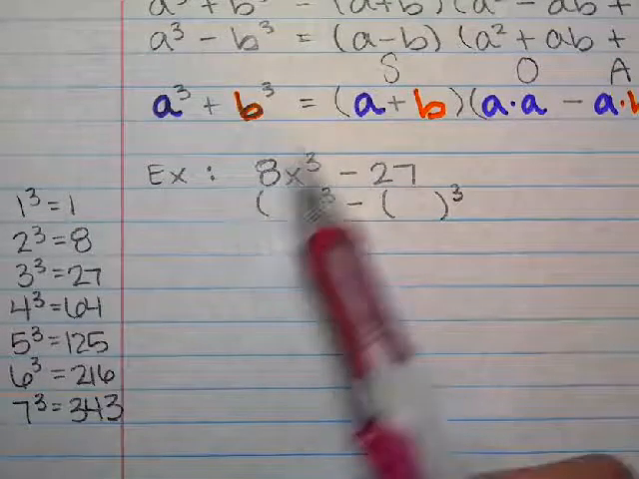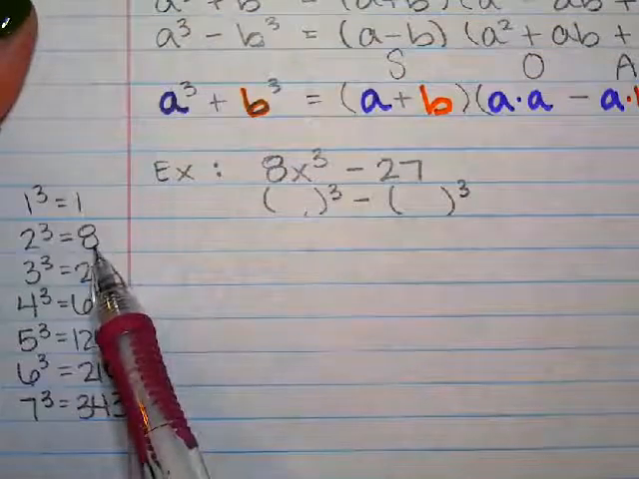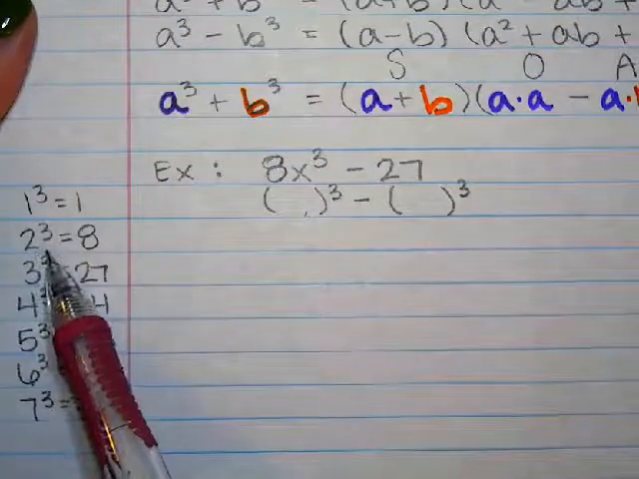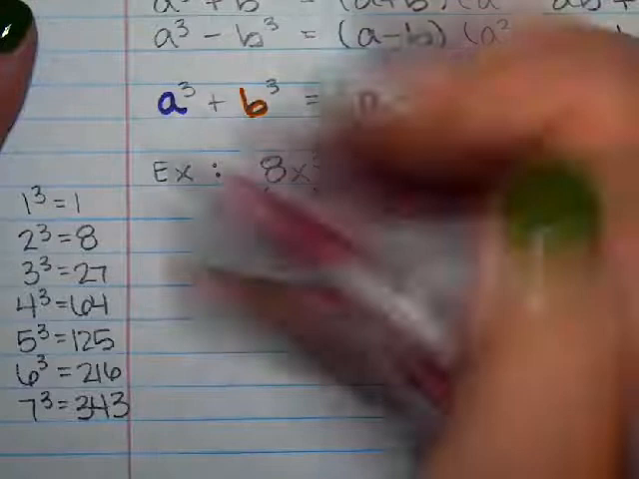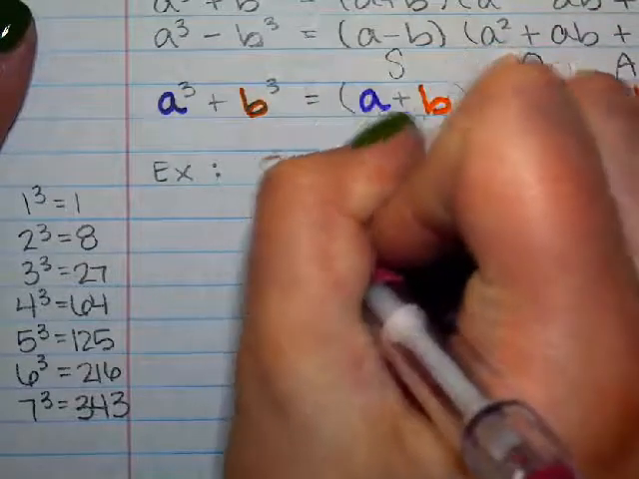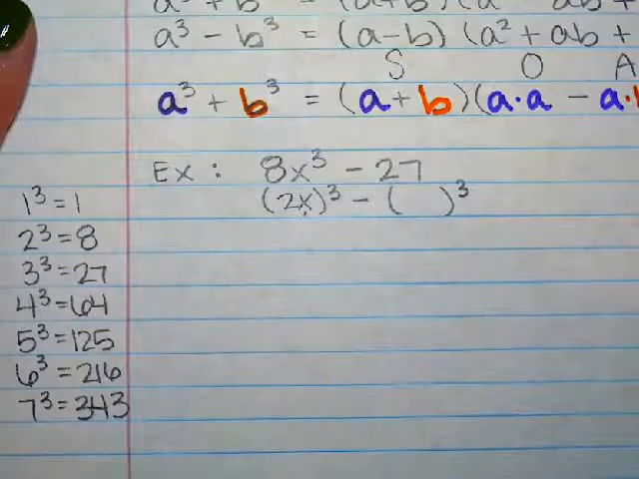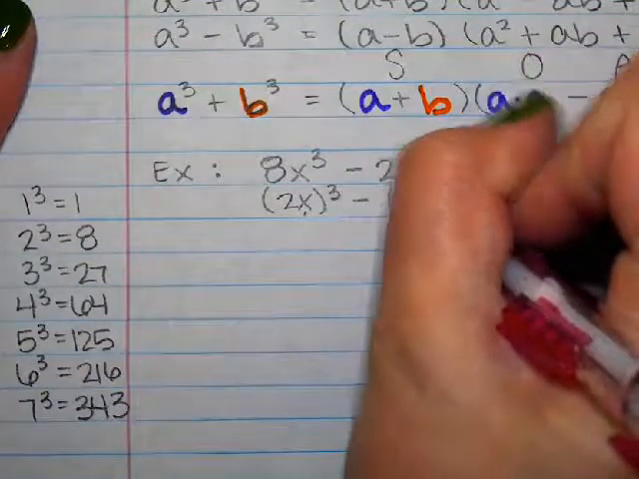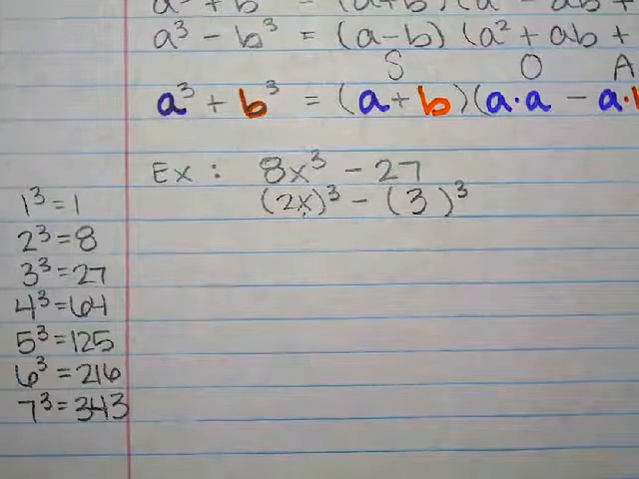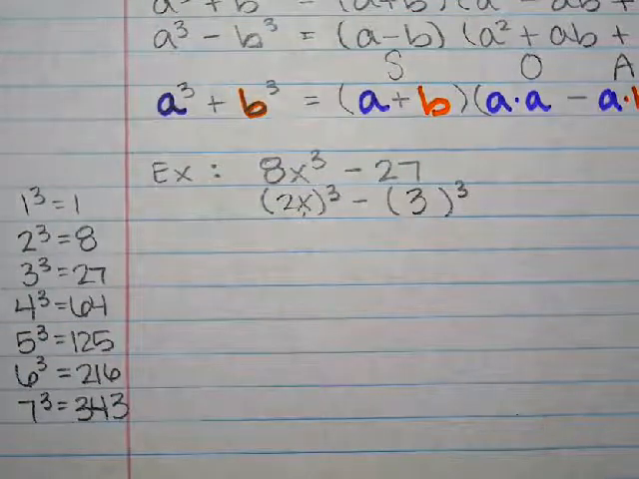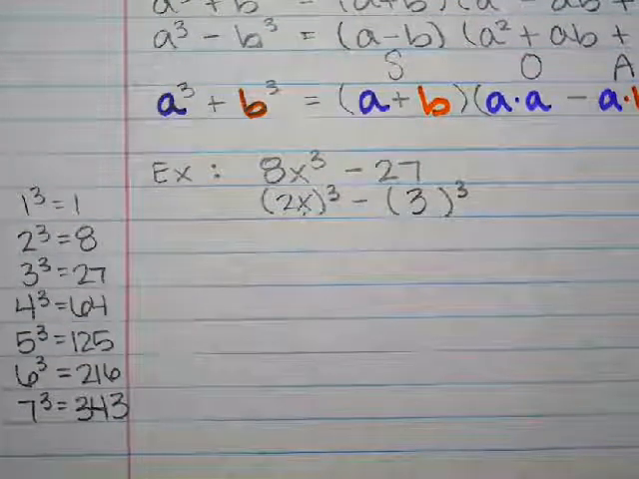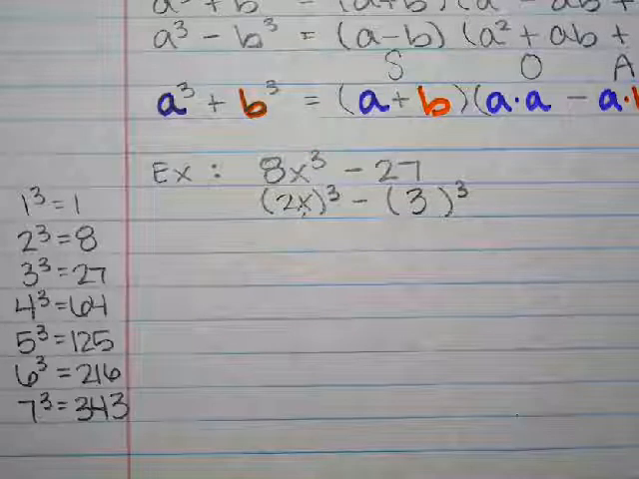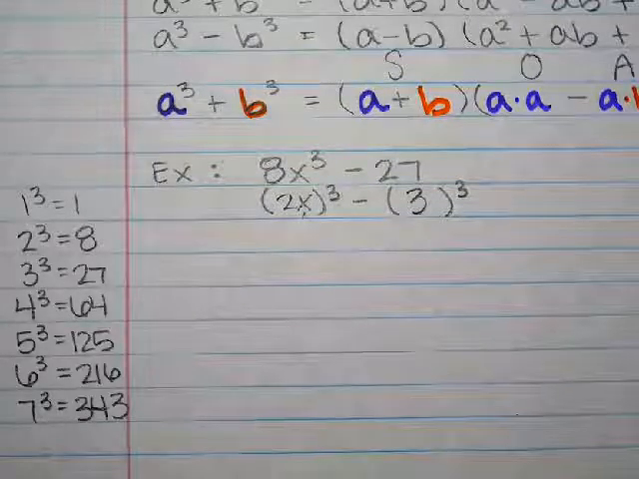So I'm going to look over here and I'm going to say, okay, 8 is 2 to the third. So this part can be rewritten as 2x to the third. And then the 27 can be rewritten as 3 to the third. With me so far? Okay. So now I have my little parenthesis and then my big parenthesis. And I'm going to use SOAP to put my signs in.